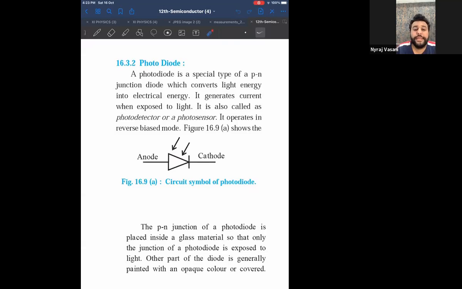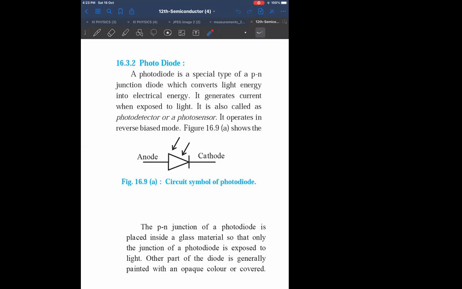What does solar cell do, or what does solar panel do? Solar panel also converts light energy into electrical energy, correct? But that electrical energy, it does not use. It sends it to some other device, for some other device to use. But photodiode converts light energy into electrical energy for itself. Means it itself uses it. It does not give it to anyone else.